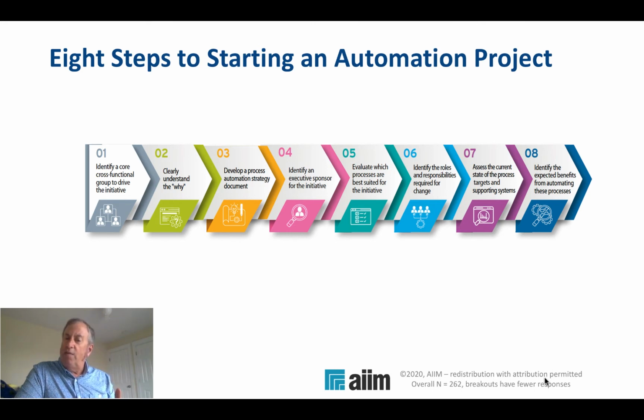Then think about, okay, well, where do we want to start? Evaluate which processes are best suited for the initiative. Identify the roles and responsibilities that are required in order to change. Assess the current state of process targets and the supporting systems, and identify the expected benefits. These 8 steps, particularly getting those first couple in place, are really key to driving an effective automation project within your organization.